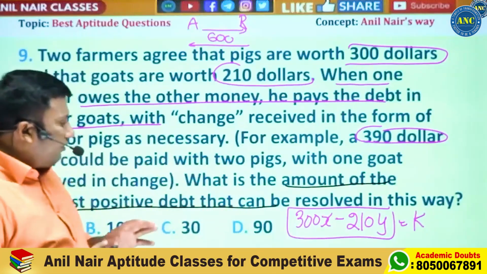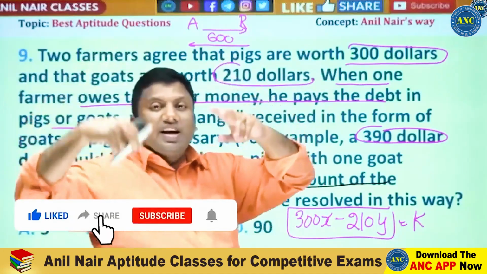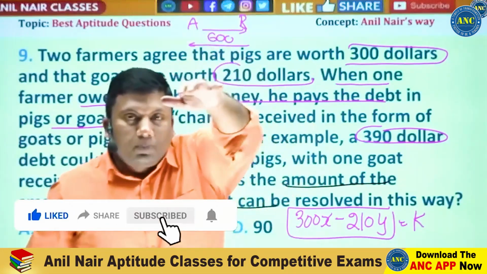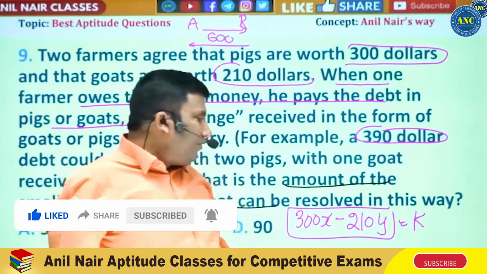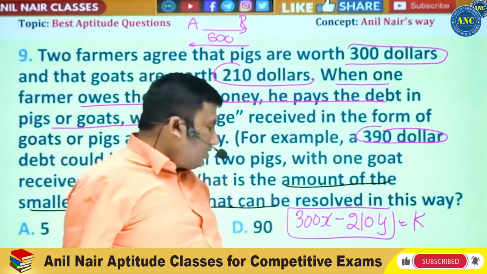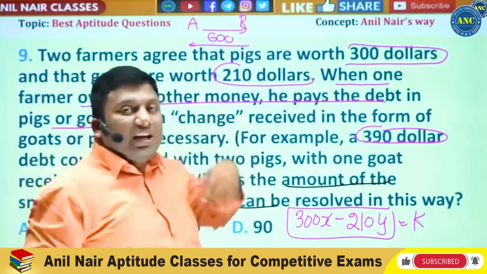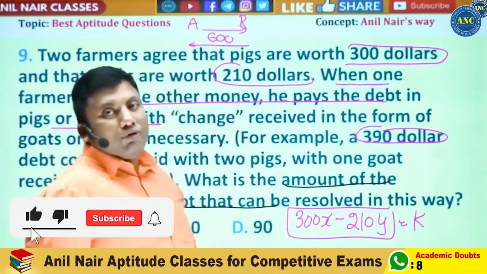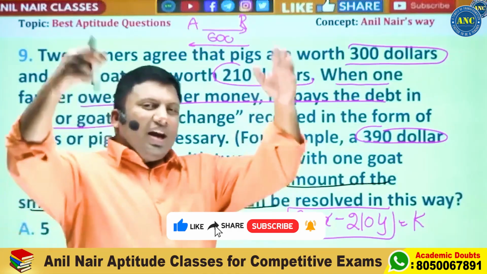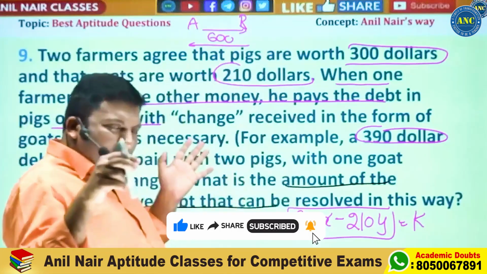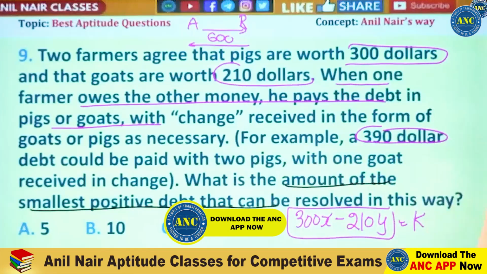Suppose the debt is 90 rupees: I gave 300 and got back 210, the difference is 90. Suppose I did 60 rupees: 300 into 3, so 3 pigs is 900, and she gave me back 4 goats, 4 into 210 is 840. 900 minus 840 is 60. Like that, there are multiple possibilities. What is the minimum possible difference?